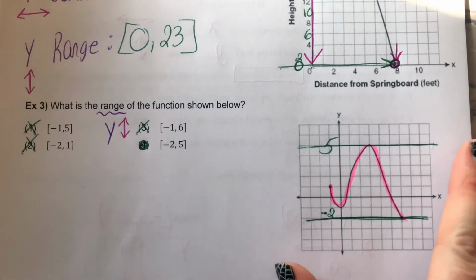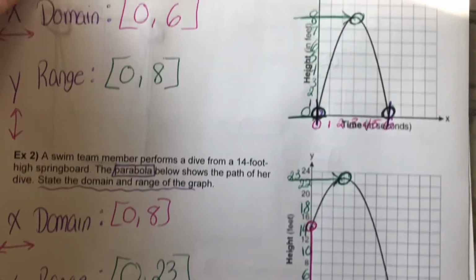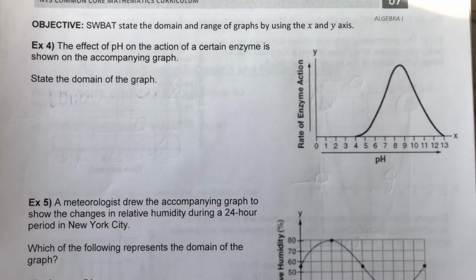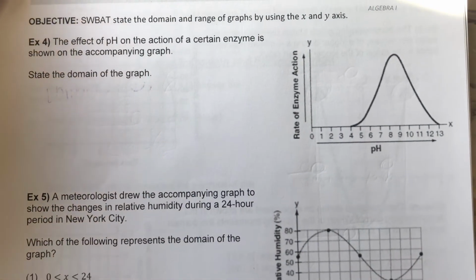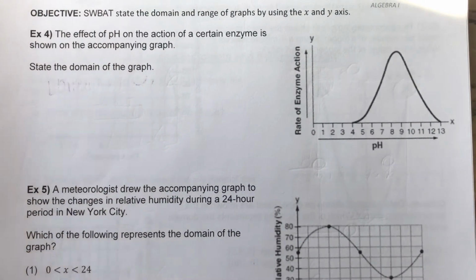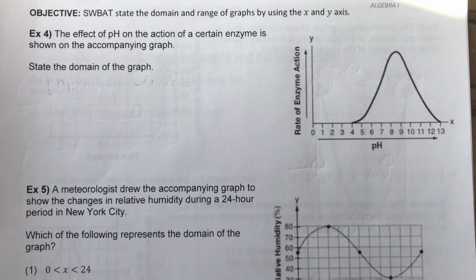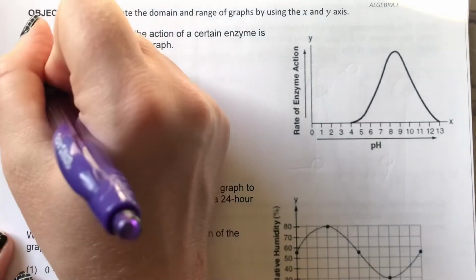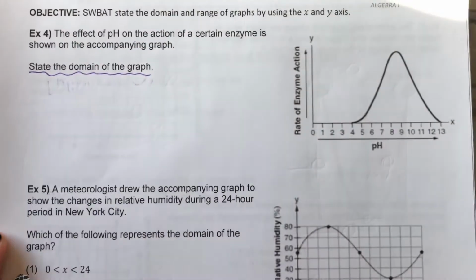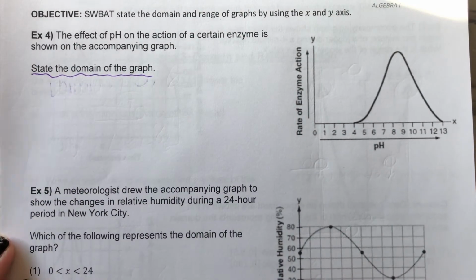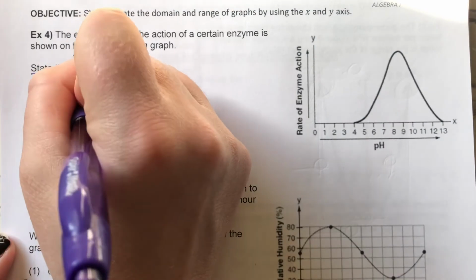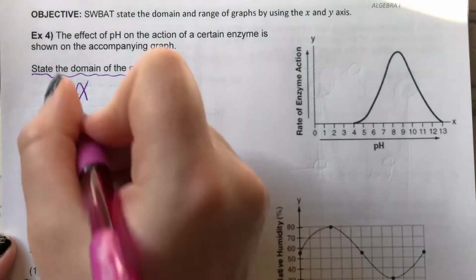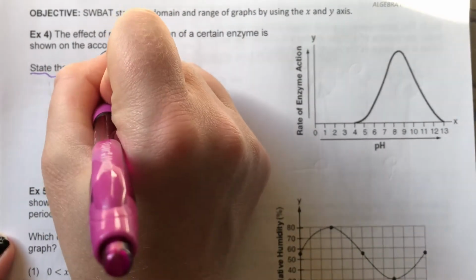All right, let's flip and go to our third page here. So now we're on example 4. It says the effect of pH on the action of a certain enzyme is shown on the accompanying graph. State the domain of the graph. So again, I'm going to just underline the question here, state the domain of the graph. I know that domain is going to be my x values, and I know that my x values move left to right.